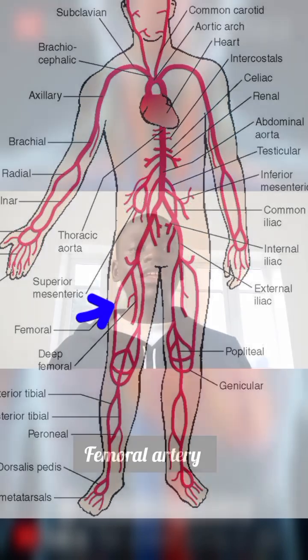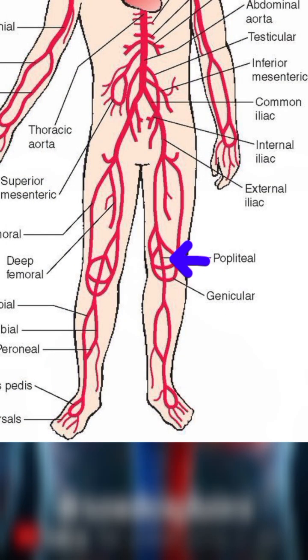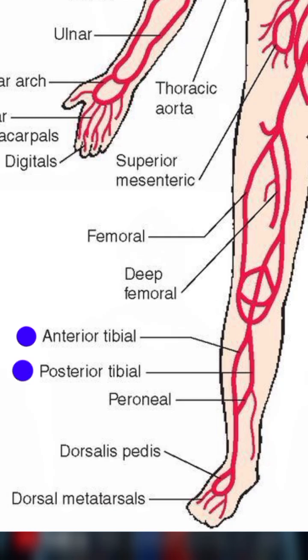The moment it gets to, let's say, your patella, it becomes the popliteal artery. The popliteal artery then moves downwards. We have the tibia and fibula, but the arteries there are the anterior and posterior tibial arteries. So basically that was a brief overview. Thank you so much.